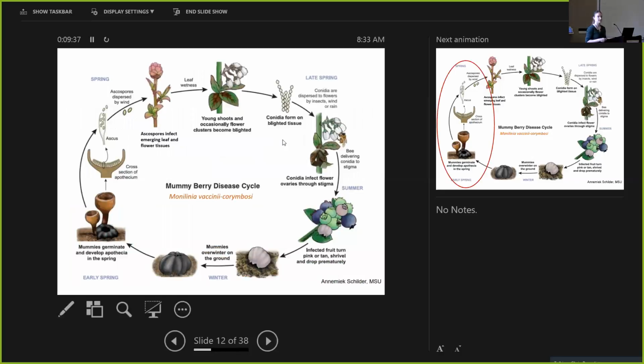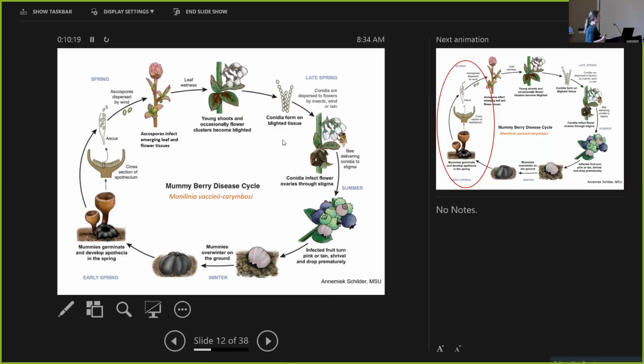Therefore, we started investigating what the disease cycle looks like in this region. So here I'm going to go through the disease cycle of this disease. As you saw in the photos before, in the winter we have this dormant structure, and in spring the apothecia develop and produce ascospores. The ascospores are disseminated by wind and infect the emerging flower and leaf tissues from the buds, and secondarily, it creates these flower and shoot strikes, and on the surface of these samples is a secondary type of spore, which is different from the first phase, called conidia.